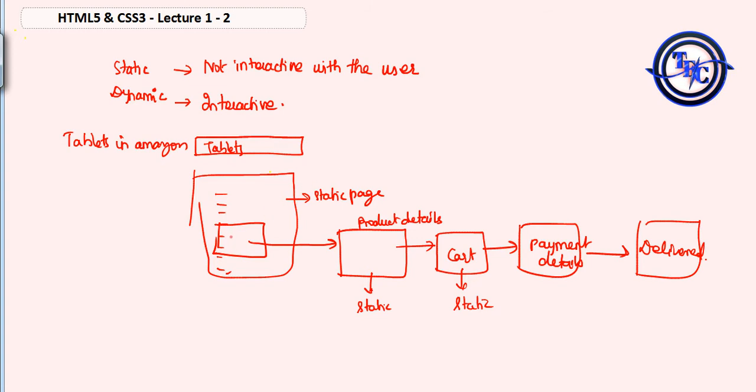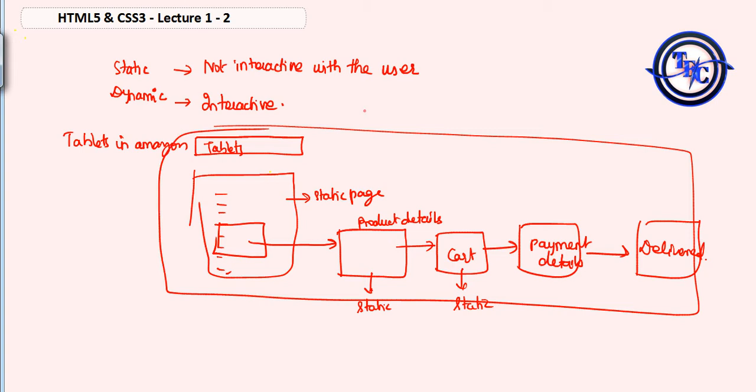So when the user sees the tablet pages, it is static, but when he clicks, it transfers control to the product details page, and when he wants to buy it, it will take to the cart page where he or she can select all the items and put them in the cart. If you want to buy, she can give the payment details so that it will be delivered. So this whole thing is said to be a web page. We will see an example.